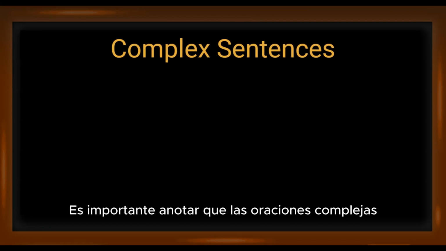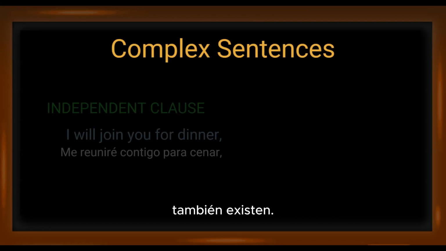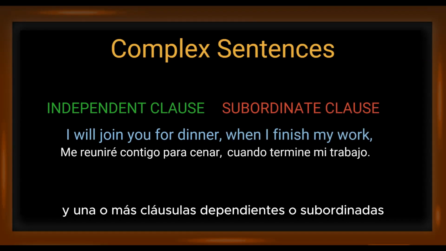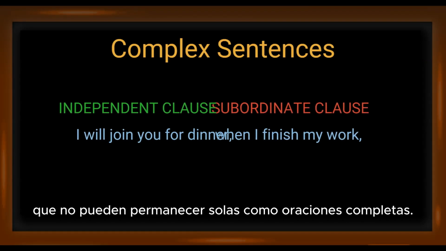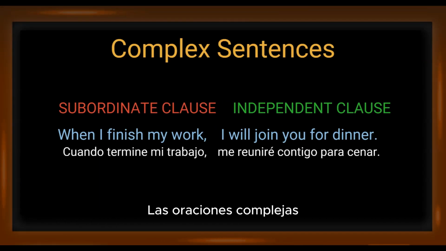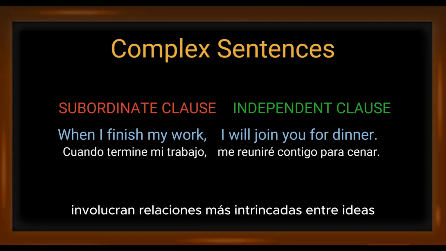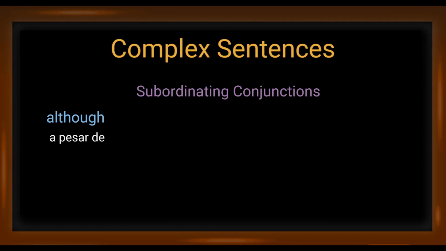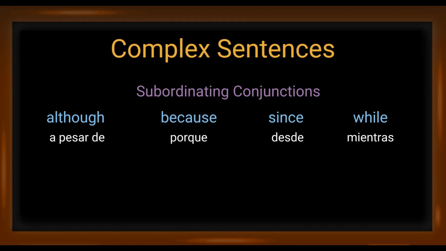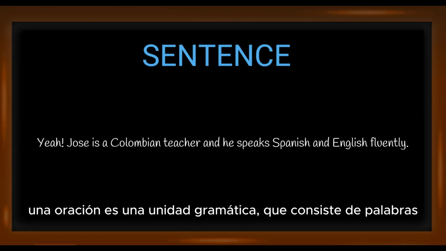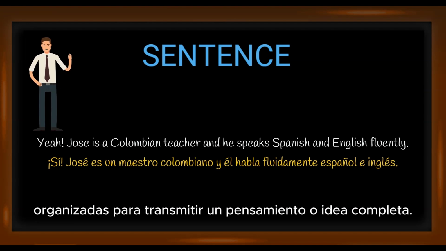It's important to note that complex sentences also exist, which include at least one independent clause and one or more dependent or subordinate clauses that cannot stand alone as complete sentences. Complex sentences involve more intricate relationships between ideas and often use subordinating conjunctions like although, because, since, while, and others to connect clauses. In summary, a sentence is a grammatical unit consisting of words organized to convey a complete thought or idea.